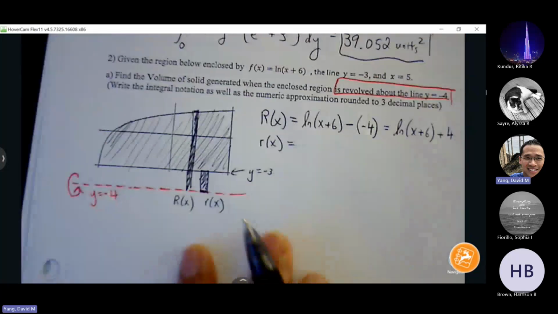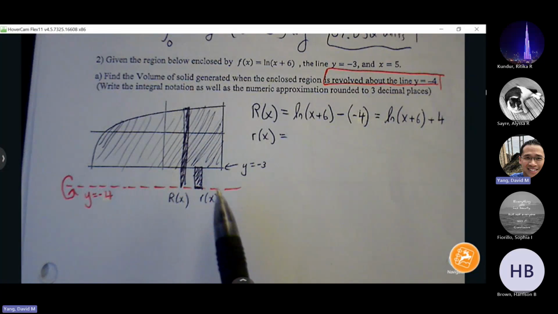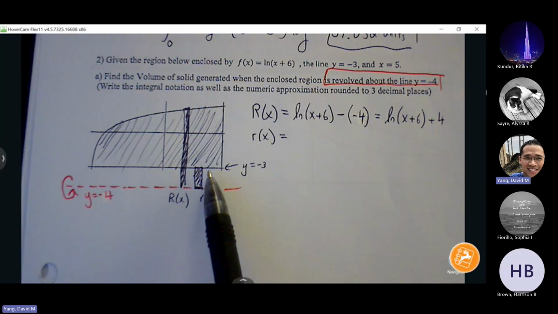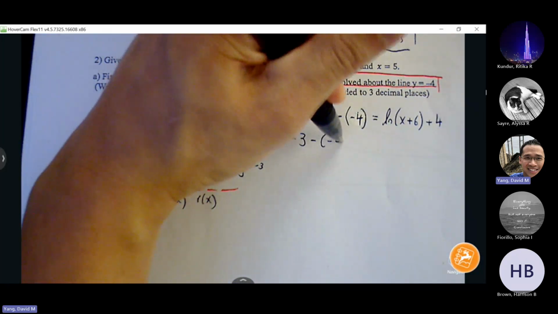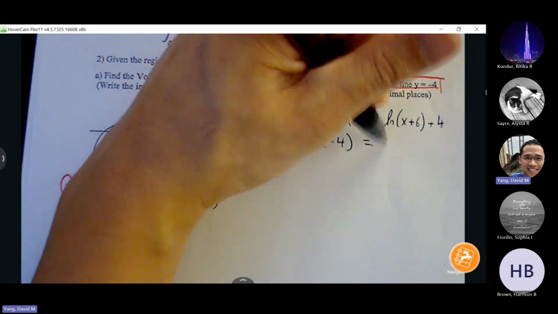Okay, little radius, top minus bottom. The top of little radius is sitting on the -3. The bottom is sitting at the -4, so we subtract them. So -3 minus a -4. Little radius will just be a 1.